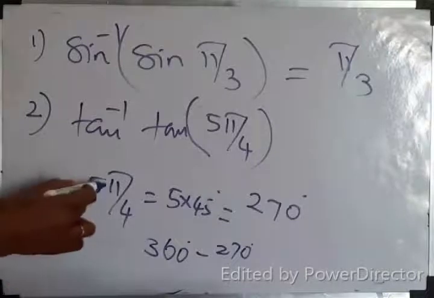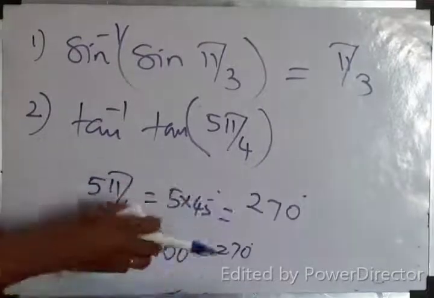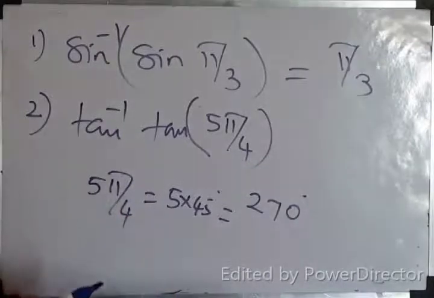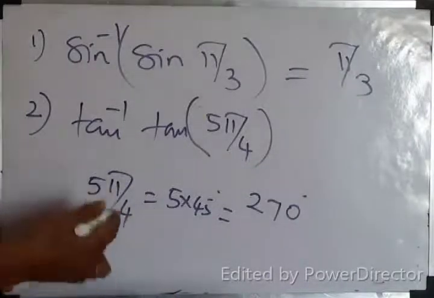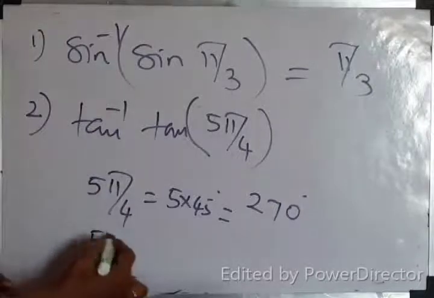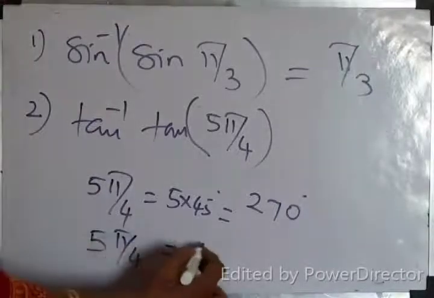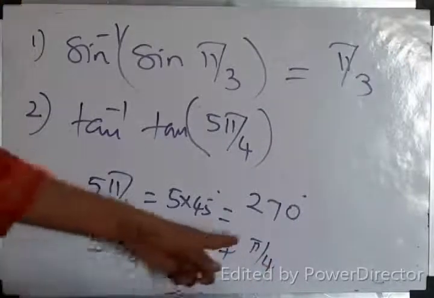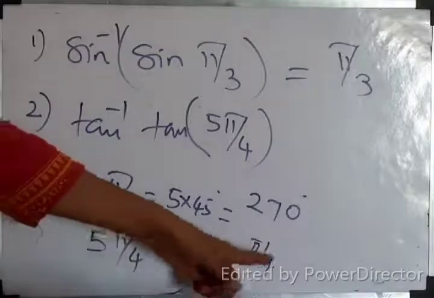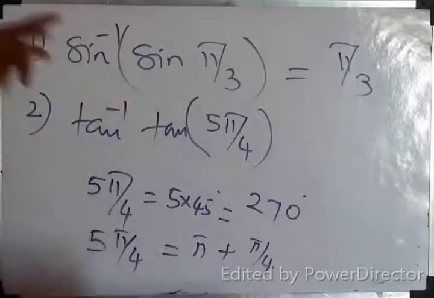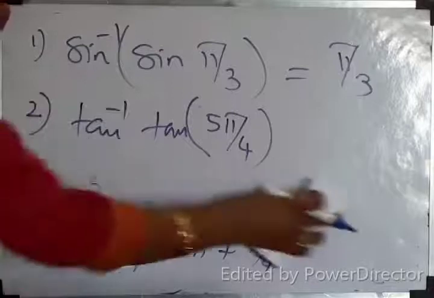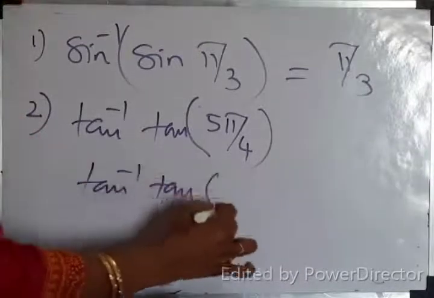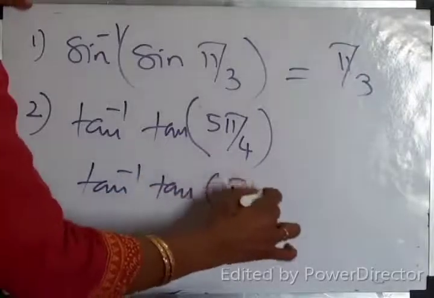Actually, children, 5 pi by 4 is 225 degrees, and it does not lie between minus pi by 2 and pi by 2. So you can write 5 pi by 4 as pi plus pi by 4. Am I right? What do you get? 4 pi plus pi, 5 pi by 4. Correct. So instead of 5 pi by 4, I can write tan inverse tan of pi plus pi by 4.